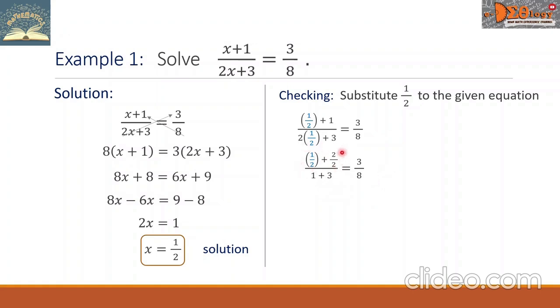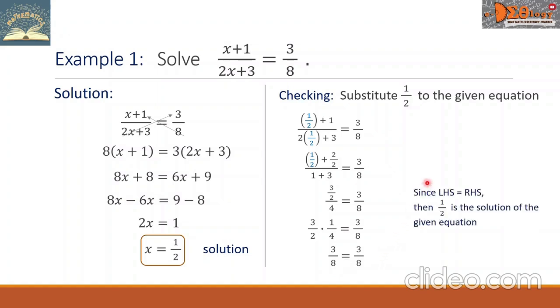On the left side, the numerator becomes 3 over 2 all over the denominator 4. Now let us rewrite our left hand side into 3 over 2 multiplied by 1 over 4 equals 3 over 8. And finally, the left side becomes 3 over 8, which is equal to the right hand side value. Then we conclude that since the left hand side equals the right hand side, we are sure now that 1/2 is the real solution of the given equation.